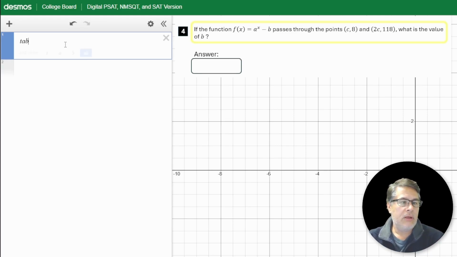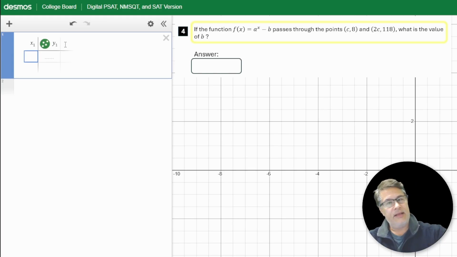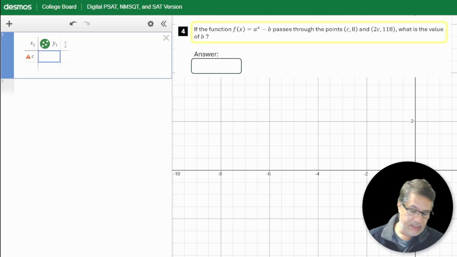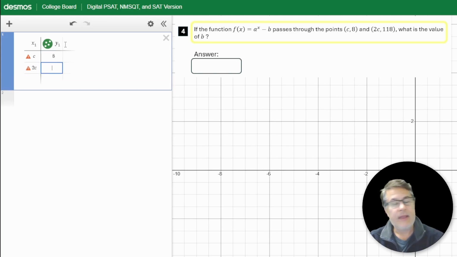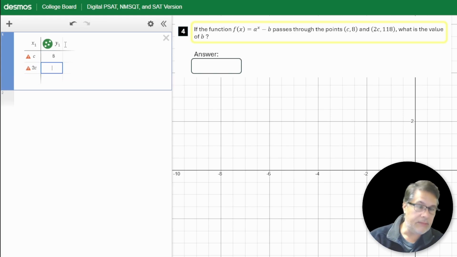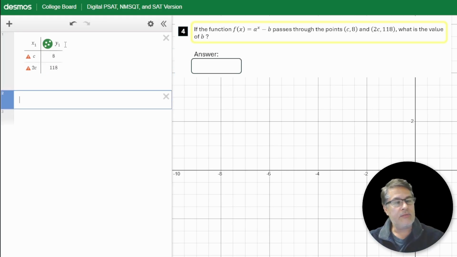Now, to do a table, type "table," okay? That's the fastest way to get it. By default, you'll get an x1 column and a y1 column. Do not be afraid to type in one of the constants in the table as well. So I'm going to put that c there for x1, and I'm going to put in the 8 for the y1. Use tab, by the way, guys, to go from one cell to the next. And then down here, for the second x value, I'm going to put 2c. And then for the y value, I'm going to put 118. Okay, guess what? We're done with our table.